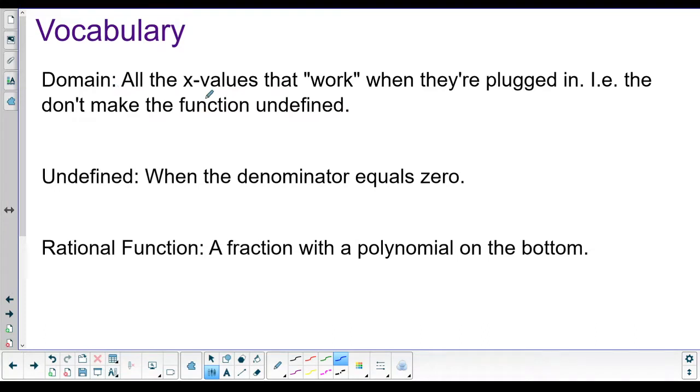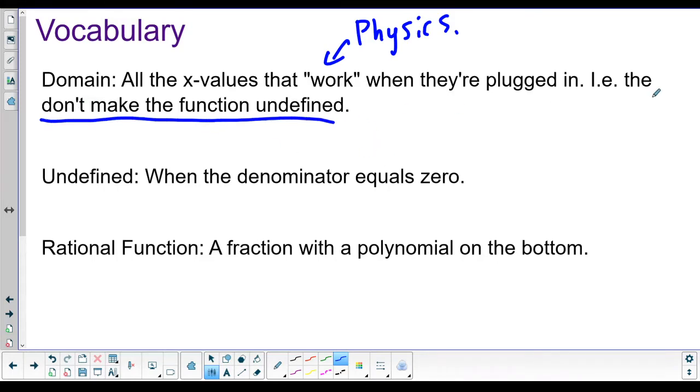So the domain is all the x values that work when they're plugged in. And you're going to say, Mr. Barton, work doesn't sound like a math word. You're right. It's a physics word. But what this means to you math people is they don't make the function undefined. So when you plug in an x value, if it makes the function undefined, you say, get that out of here. I don't want that in my domain. I don't ever want to see you or your x value around here again, right?